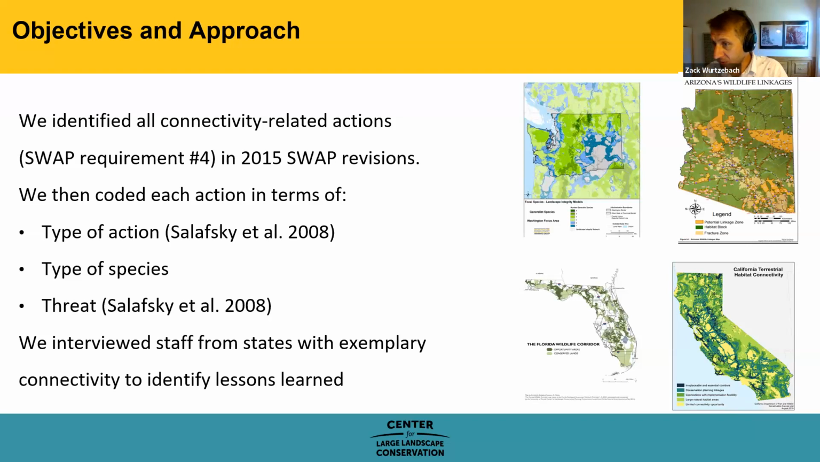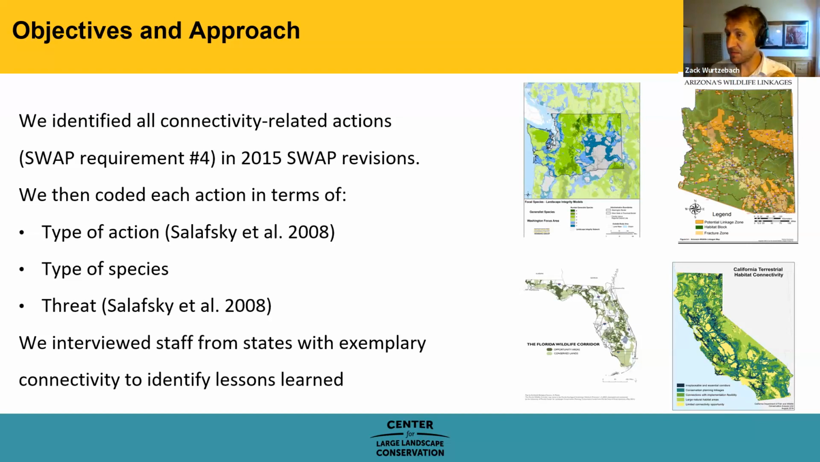And we thought a good way to do that would probably be by looking first at what type of action it is. And again, we're using the Salafsky conservation management measures protocol, which was recommended by AFWA for this plan revision. We also were just curious about what general type of species folks were looking at. And then we also coded each of them by, if we could tell, what threat that action was addressing. So that was kind of how we broke everything down.